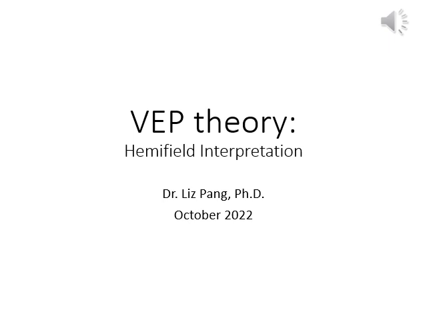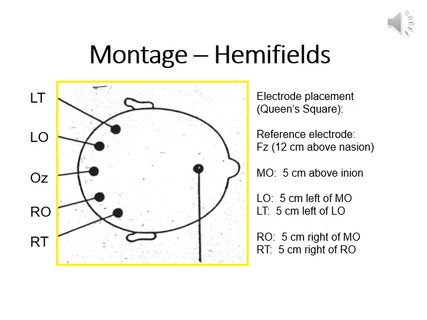This module is on interpretation of the hemifields. For hemifield recordings, typically 5 electrodes are attached at the back of the head, and these are the active electrodes, and they are referenced to FZ. Typically, the placement is according to the Queen Square method, as opposed to the 10-20 method.